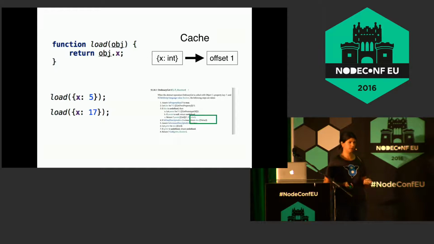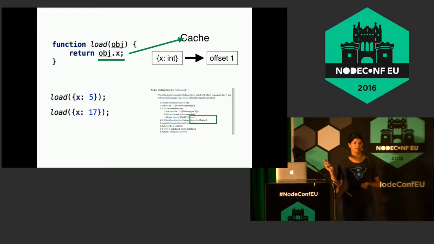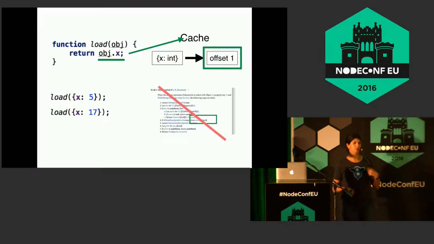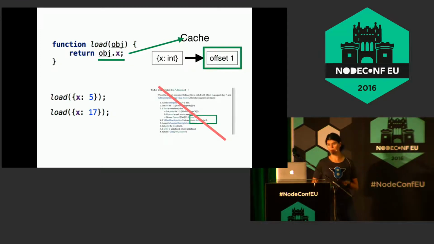So now the next time that we call load, when we need to access object.x, we can check the cache and ask, is the object that I was just called with similar to something you have as a key? If you look at these two objects, they look very much the same. They just have different values for x, but they have the same shape, so they have the same key in the map. And we can go straight to returning whatever value is at offset 1 internally. We don't have to go through these 8 steps, which if you do that a million times is very slow.